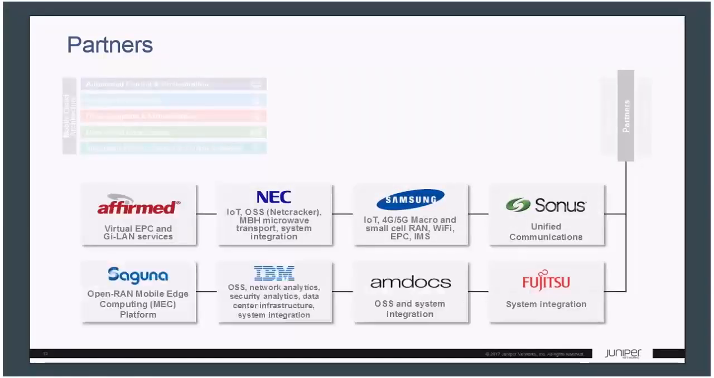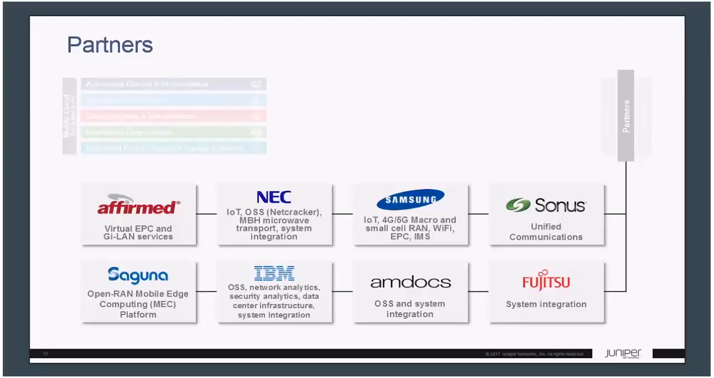As I mentioned before, Juniper complements its mobile cloud architecture solutions by working with many best-of-breed partners, and you can see 8 of them listed here and what capabilities they provide with a joint solution with Juniper.